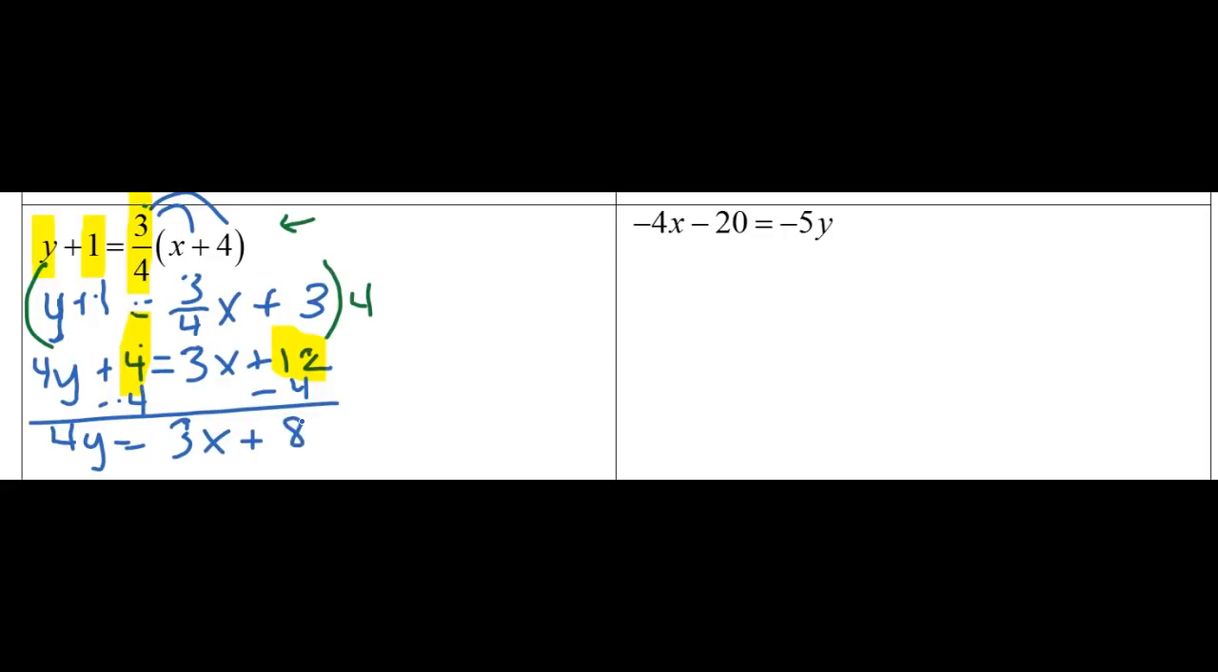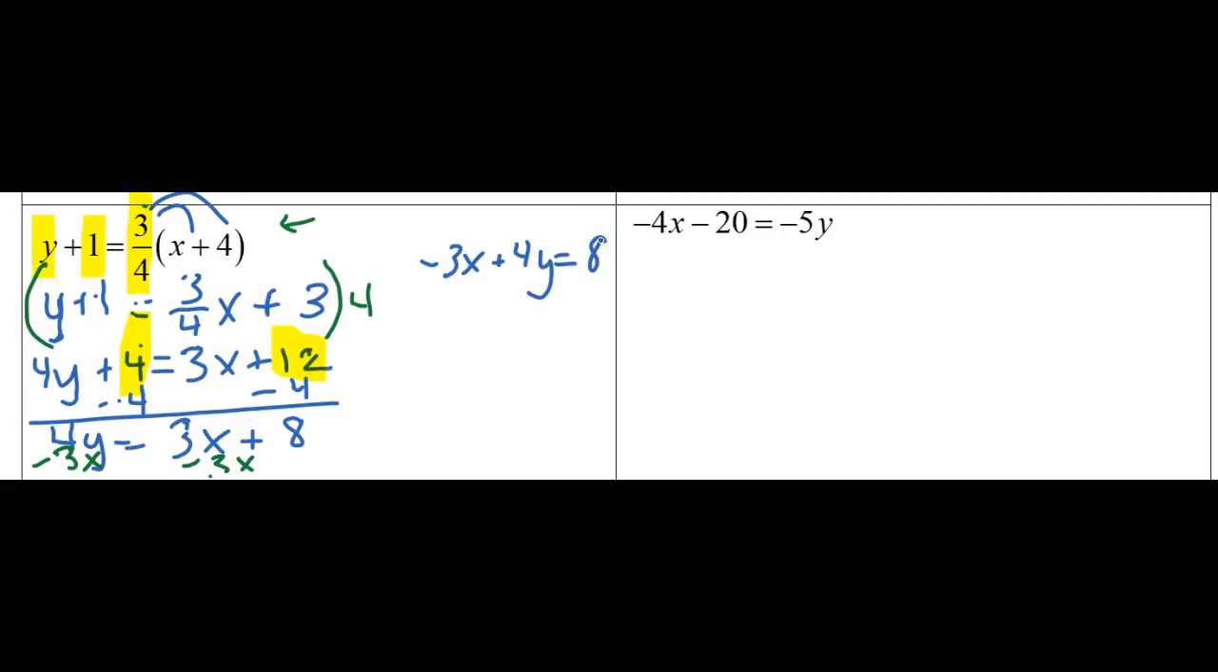And now notice at this point, it's very close to slope-intercept form. If I had to get this problem in slope-intercept form, I would divide everything by 4 and get y equals 3/4 x plus 2. But I'm going to standard form, which means I need to bring my x term to the other side. So I'm going to subtract 3x. And so now I have negative 3x plus 4y equals positive 8.